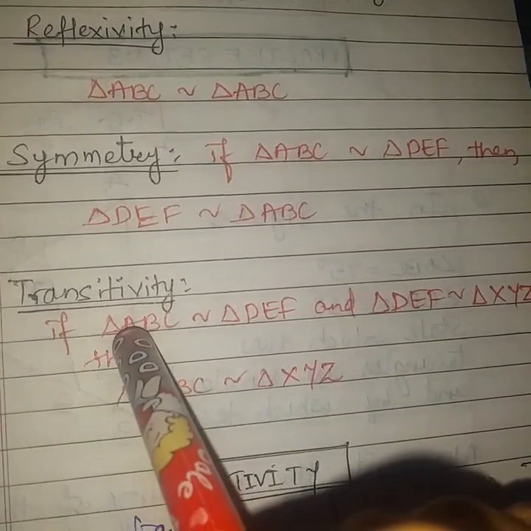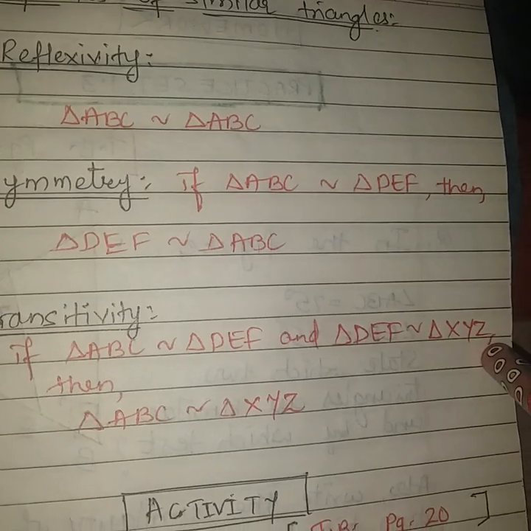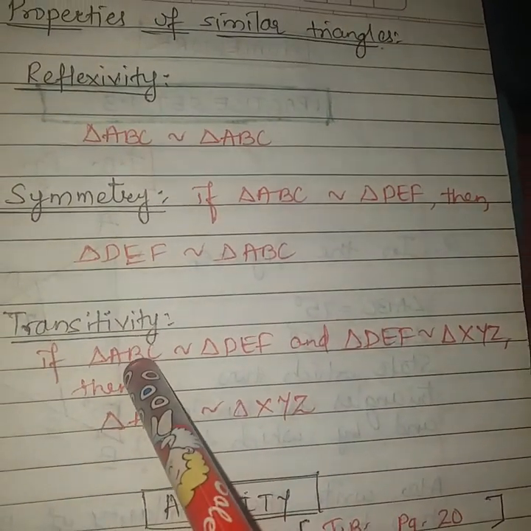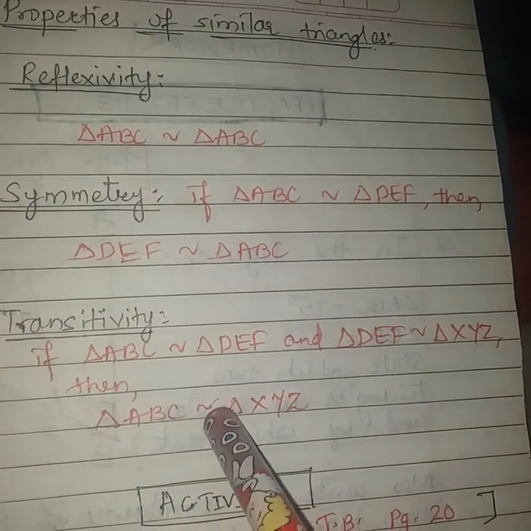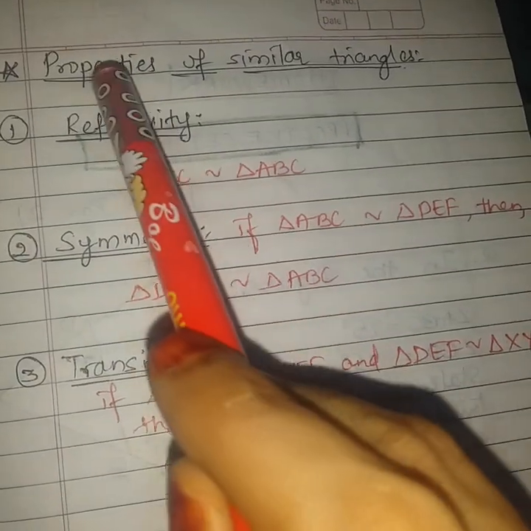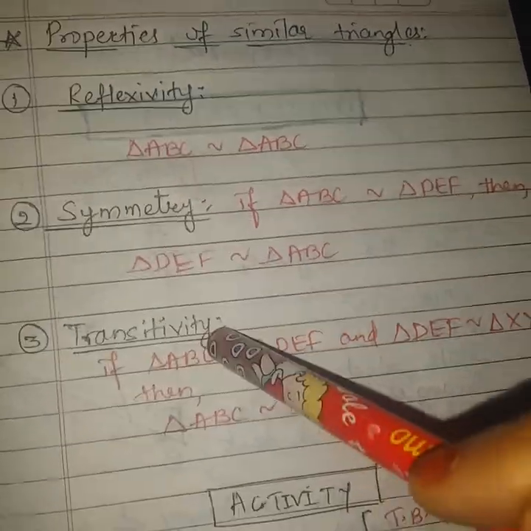For example, if triangle ABC is similar to triangle DEF and triangle DEF is similar to triangle XYZ, then by the property of transitivity, triangle ABC, I mean the first triangle, will be similar to triangle XYZ, that is the third triangle. So these are the three different properties of similar triangles: reflexivity, symmetry, and transitivity.